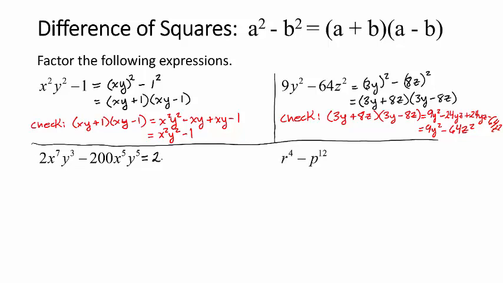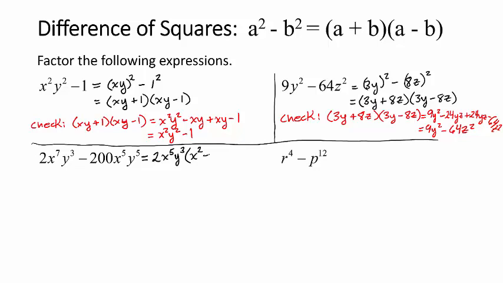And what else can we pull from the 2? Both of them have x's, right? And how many x's can I pull out? I can pull out 5 of them. x to the 5th, yes? And then look at the y's. I've got y cubed and y to the 5th, so I can pull out a y cubed. Okay, so if I pull 2x to the 5th y cubed out of 2x to the 7th y cubed, I'm going to have x squared left, right? So think about that. If I multiply x to the 5th times x squared, I get x to the 7th, right? And that would give me the original term, 2x to the 7th y cubed.